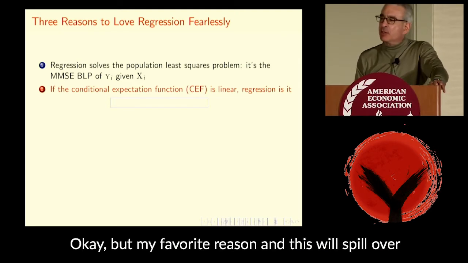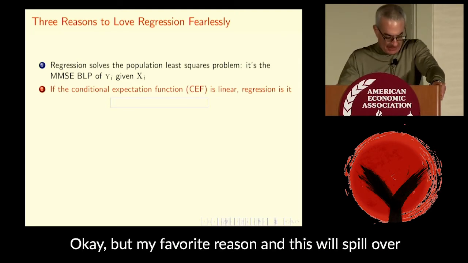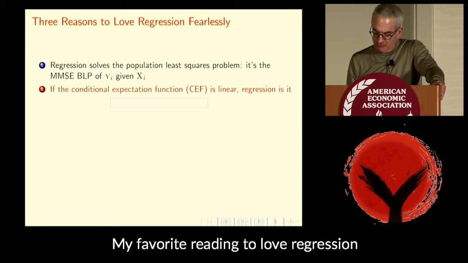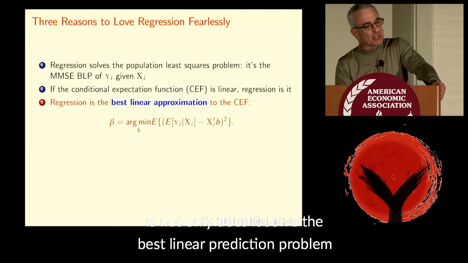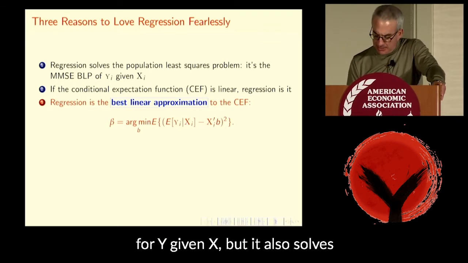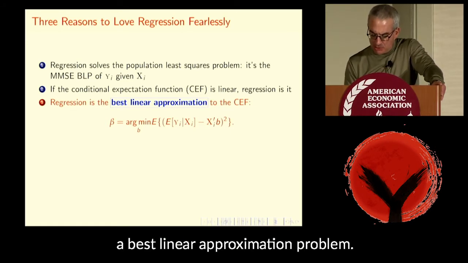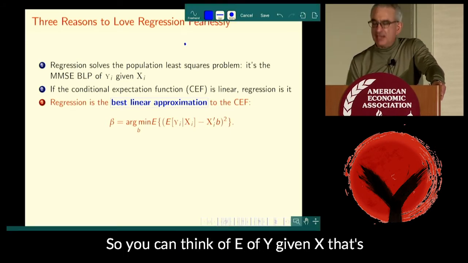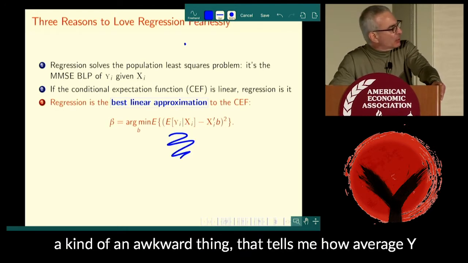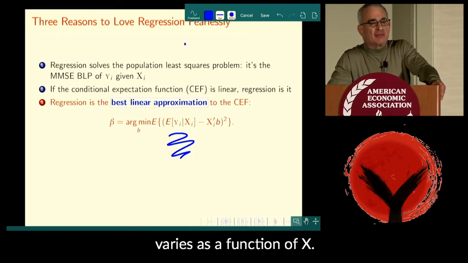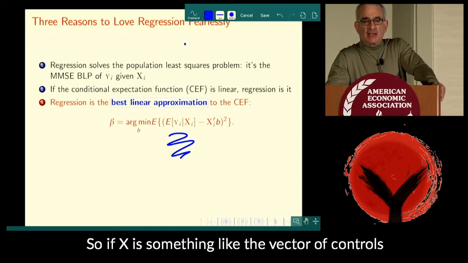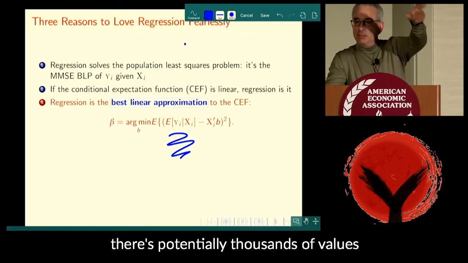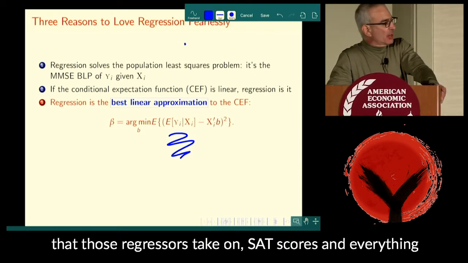Okay, but my favorite reason, and this will spill over and connect back shortly to what we're doing. My favorite reason to love regression is not only does it solve the best linear prediction problem for y given x, but it also solves a best linear approximation problem. So you can think of E[y|x], that's kind of an awkward thing. That tells me how average y varies as a function of x. And there's as many values of that as there are x. So if x is something like the vector of controls in the Dale and Krueger, there's potentially thousands of values that those regressors take on.